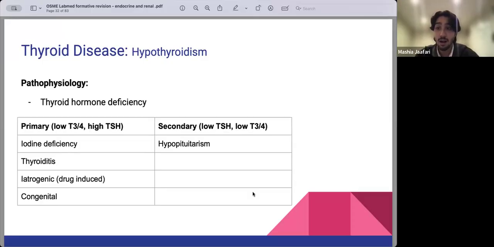If your TSH is high, it means the pituitary gland is working fine. It can sense that there's low thyroid hormone and is trying to stimulate it. If it's secondary, it means that TSH is low because the problem is originating in the pituitary gland. It's not making enough TSH to stimulate the thyroid, and the negative feedback doesn't work on the pituitary gland. So again, looking at your TSH levels is really important.